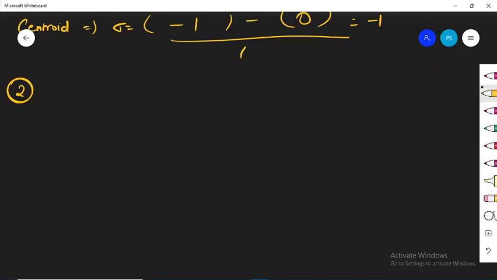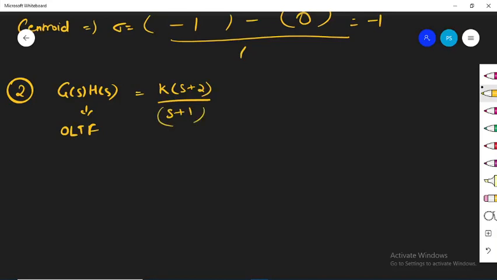Next, let me change the example. Let me add a 0 to the example that we have just done. So I'll take G(s)H(s). G(s)H(s) is the open loop transfer function, and what we want is the open loop poles and open loop zeros. Suppose G(s)H(s) is given as k into (s plus 2) divided by (s plus 1). In the previous example we had taken just k upon s plus 1. Now I have added a 0 to this example.